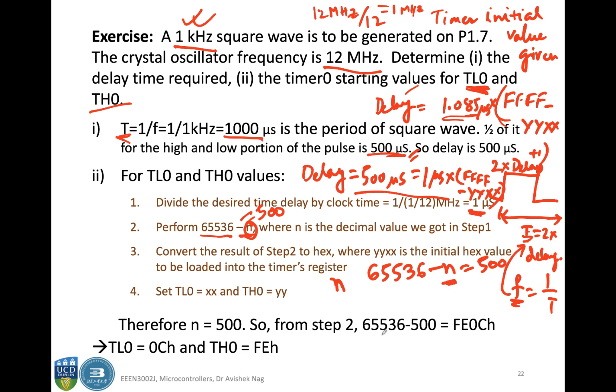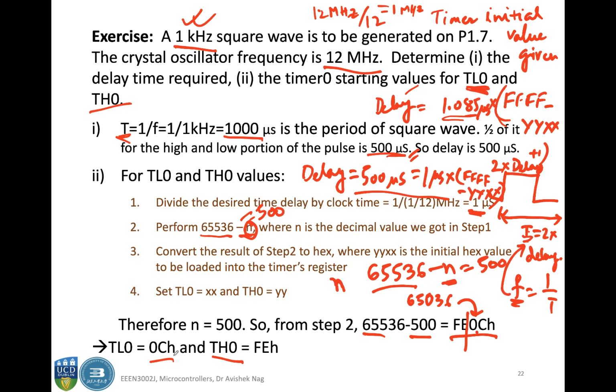So your n will be this 65536 minus 500, and whatever that number in decimal, let's say 65036, if you convert this to hex, then you get this number FE0C, and then you load your timer register accordingly. So you load the higher byte to TH0 and the lower byte to TL0. Okay, so this is how you should approach.